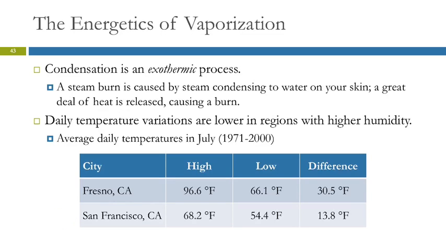San Francisco is surrounded by water. The sun beats down during the day. The water absorbs it. There's evaporation occurring. It absorbs the energy. Nighttime comes, the energy from the sun is gone, and now the water in the gas state starts to condense and releases energy. And so vaporization and condensation moderate the temperatures.